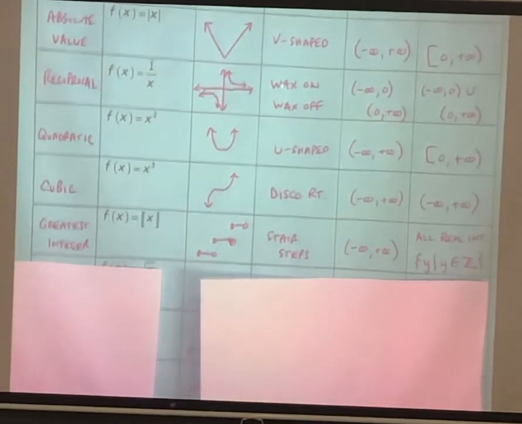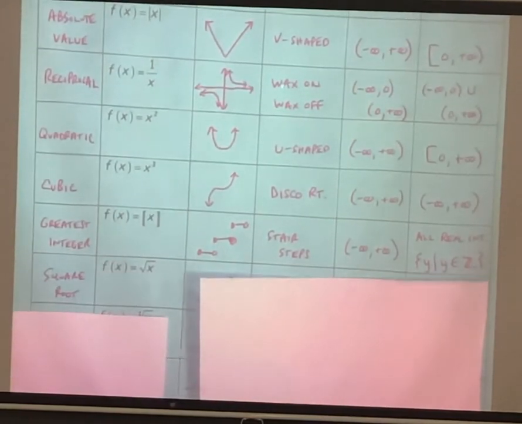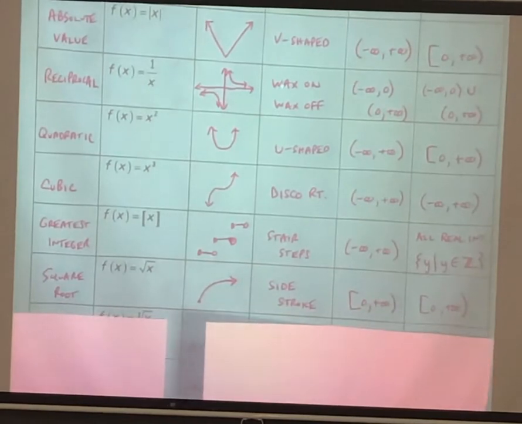Okay, our next one is the square root function. It's kind of a side stroke, so it starts at 0, 0 and goes up and to the right. It's a curve there. The square root function, the domain starts at 0 and goes to positive infinity. The range also starts at 0 and goes to positive infinity.